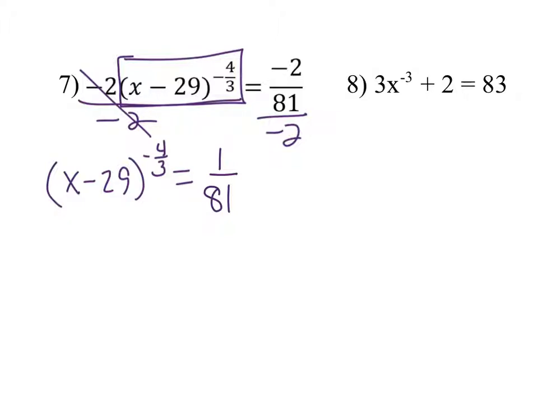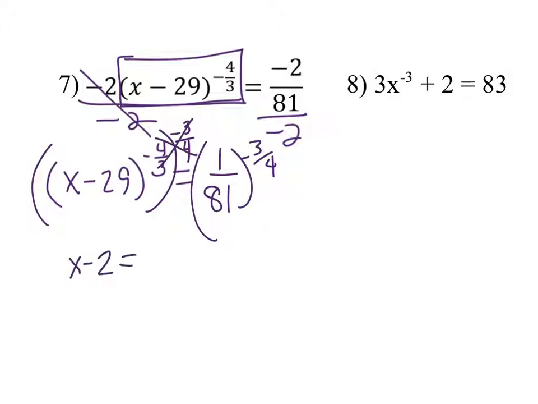Alrighty, so then we just flip it. This is negative 4 over 3, so it's negative 3 over 4. Signs stay the same. We didn't change them before. Why would you be changing them now? Correct? Those cancel out. I'm left with x minus 29 equals, this is even, so it's plus or minus 1 over 81 to the negative 3/4 power. So I'm going to go on the top of my head and say that's 27.